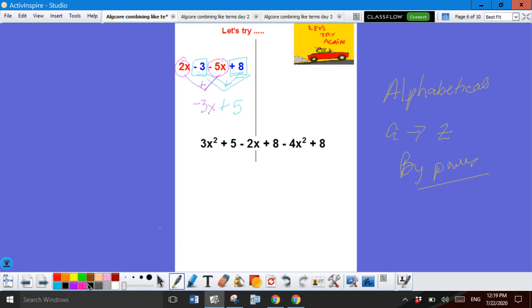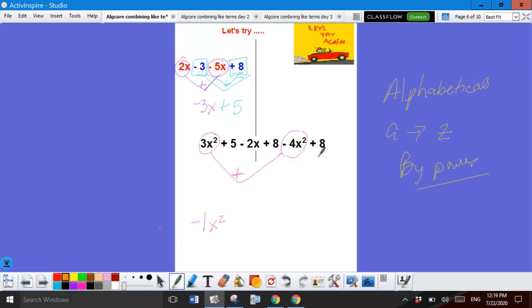So let's look at this next one, because it's got powers, and see what happens. All right, let's start with this guy. So I have a 3x squared. Where is its like term? Well, its like term is a negative 4x squared. Remember, I'm adding 3 plus negative 4. That's a negative 1x squared.